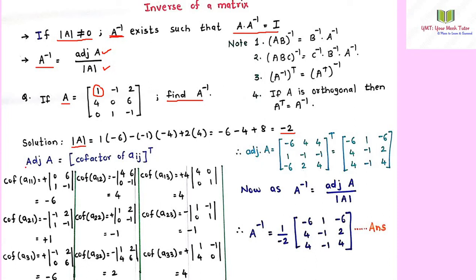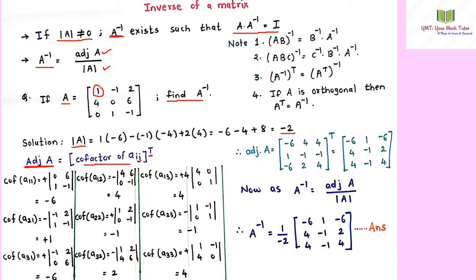Now what is the adjoint of a matrix? The adjoint of a matrix is the transpose of the cofactors of all the elements of A, that is, the cofactors of Aij. Next question is how to get the cofactors of Aij. That means how to get the cofactor of A11, the cofactor of A12, A13, and likewise.